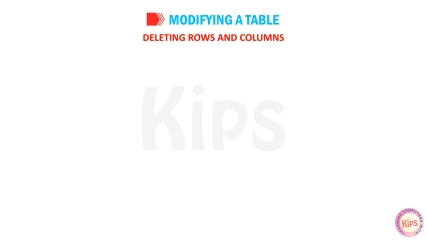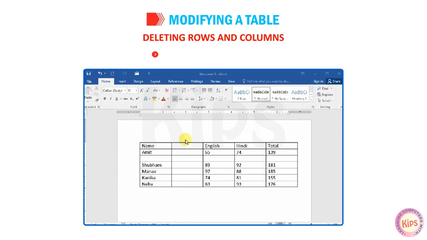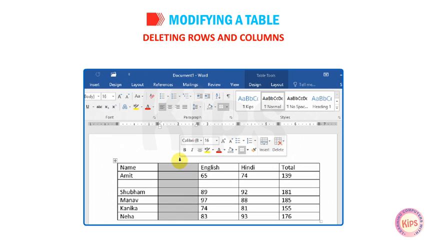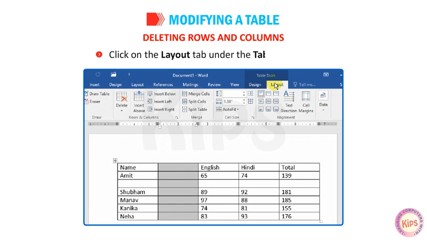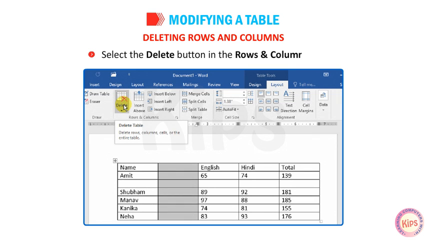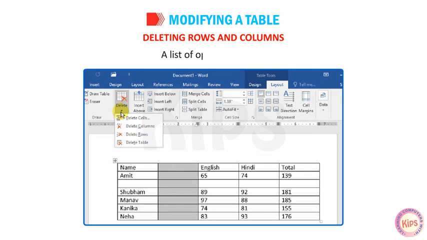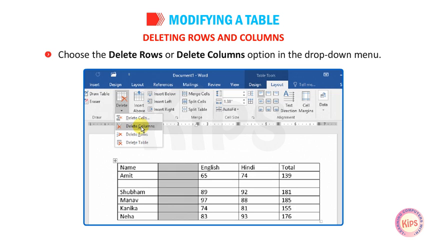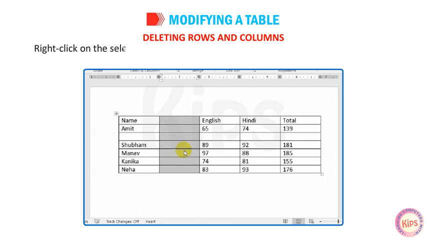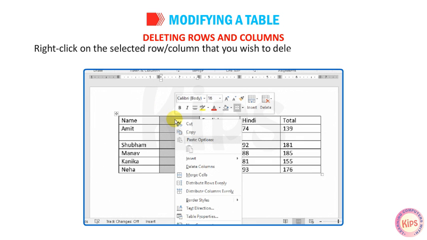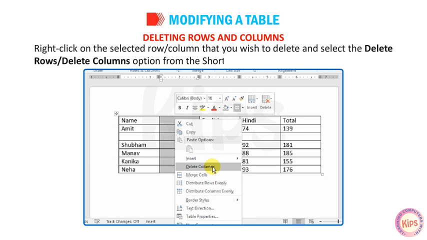Okay, let us learn how to delete rows and columns now. Select the row or column. Click on the Layout tab under the Table Tools menu. Select the Delete button in the Rows and Columns group. A list of options appears. Choose the Delete Rows or Delete Columns option in the drop-down menu. Or right-click on the selected row or column that you wish to delete and select the Delete Rows or Delete Columns option from the shortcut menu.